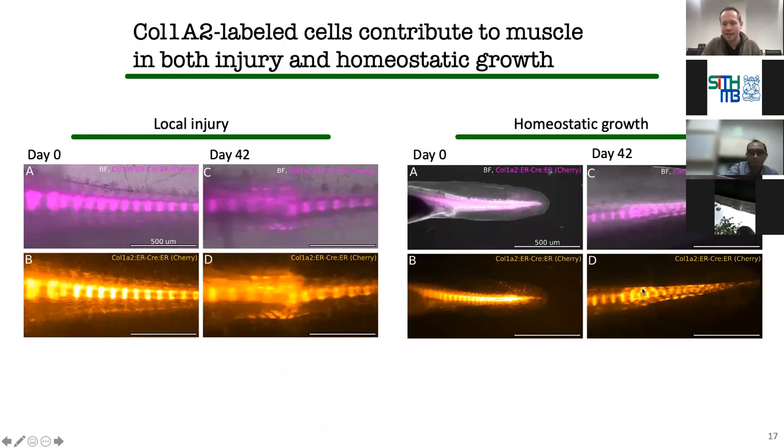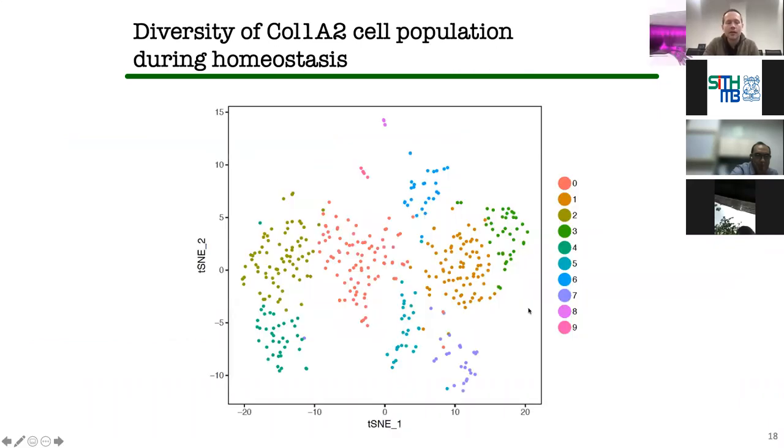This tells us that these cells have an intrinsic ability to contribute to the musculature independent of any type of injury at all, blastema or otherwise. This to us is consistent with the idea that these cells represent a resident progenitor and not a process of dedifferentiation.